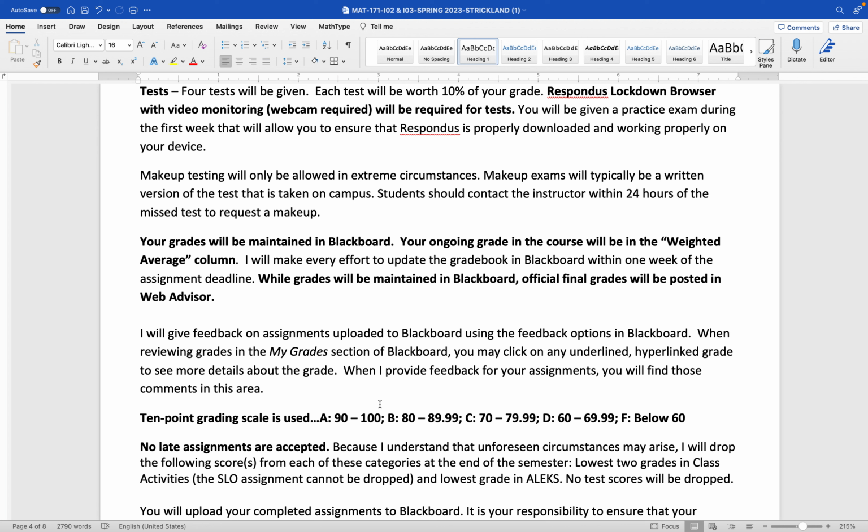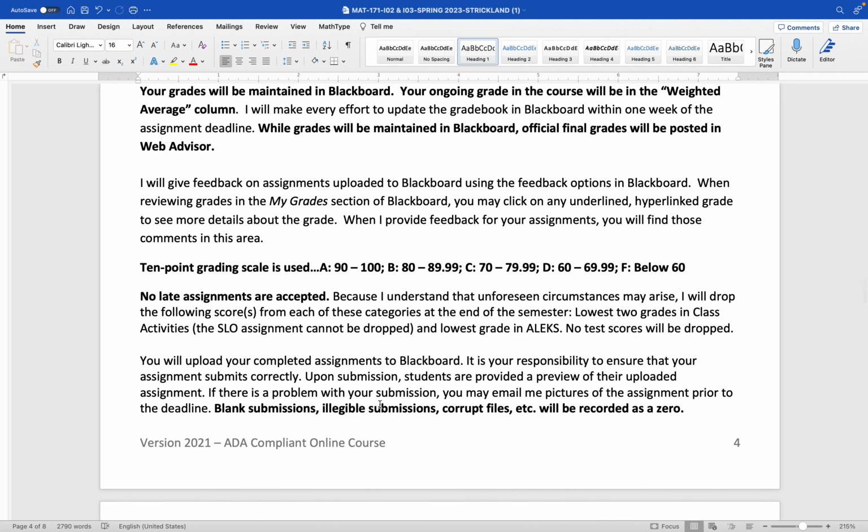And for the course, there will be a 10-point grading scale that will be utilized. A will be anything from 90 to 100. Anything from 80 to 89.99 will be a B. C will be anything from 70 to 79.99. D, 60 to 69.99. And anything below a 60 will constitute an F.